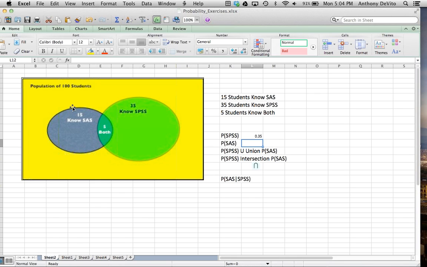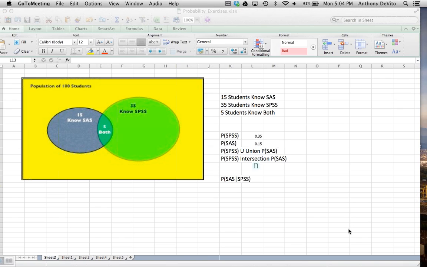What's the probability that they would know SAS? Well, 15 students in this population know SAS out of 100, right? So the probability that we would randomly pick one student and they would happen to know SAS is 15 divided by 100, or 15%, or 0.15 as a proportion. Okay, good. All right, it seems pretty obvious.